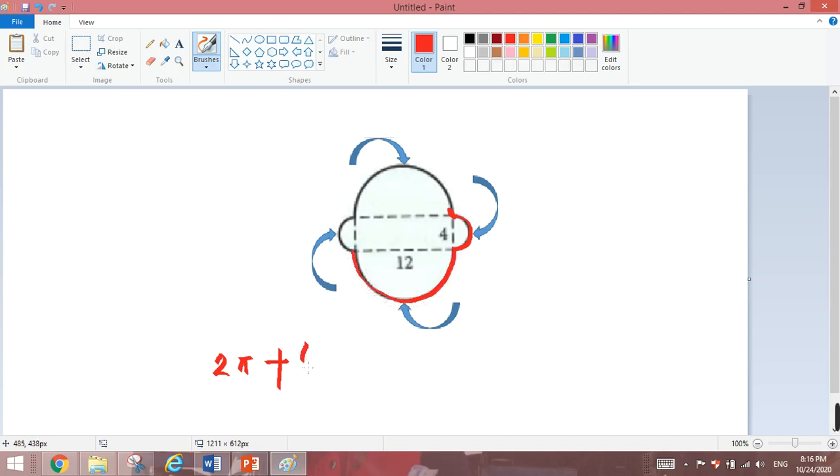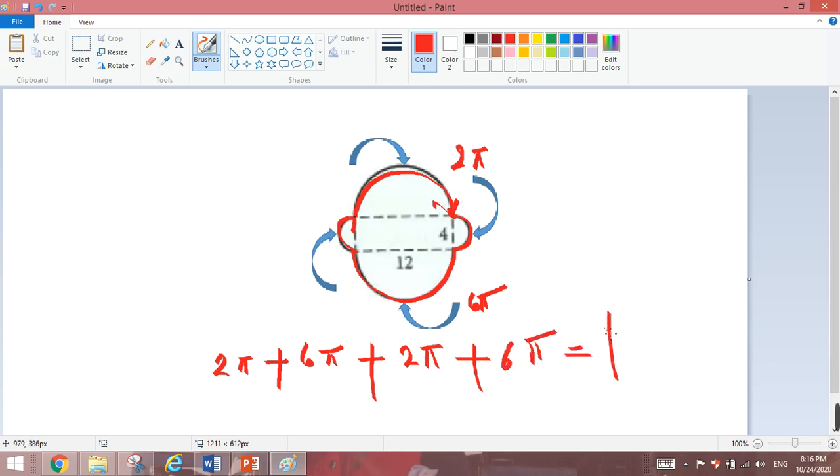The length of this arc is 6 pi. So the length of this arc is 2 pi. And the length of this arc is 6 pi. And then you carry on until you go back to the starting point. So plus 2 pi, plus, and back to the starting point. And this is the parameter.